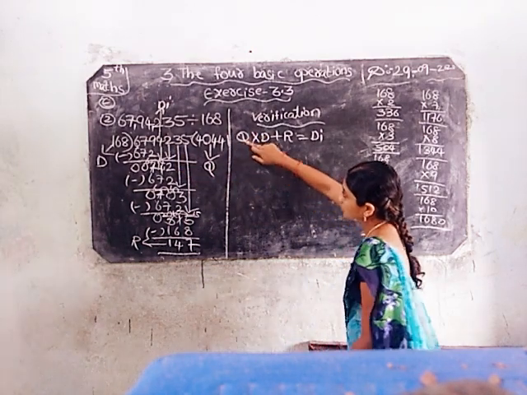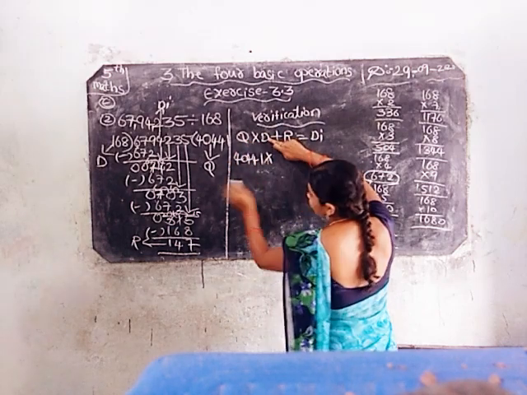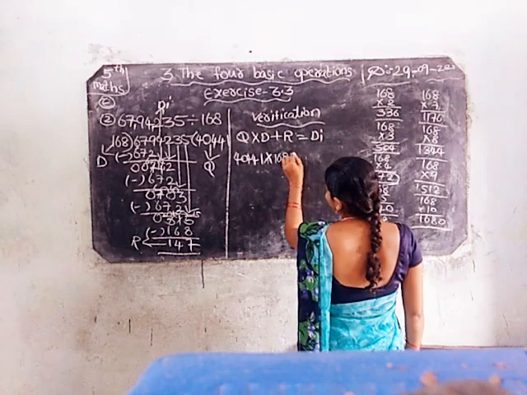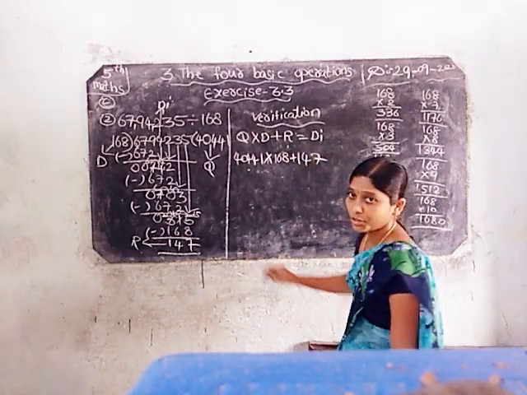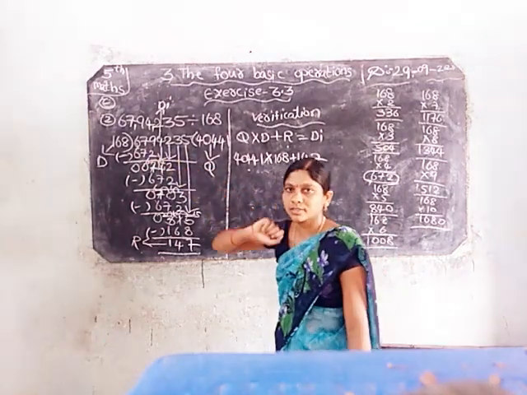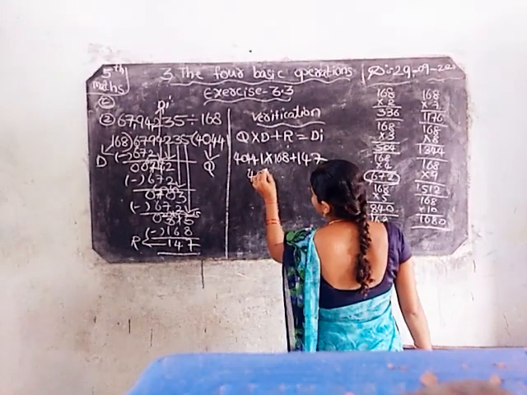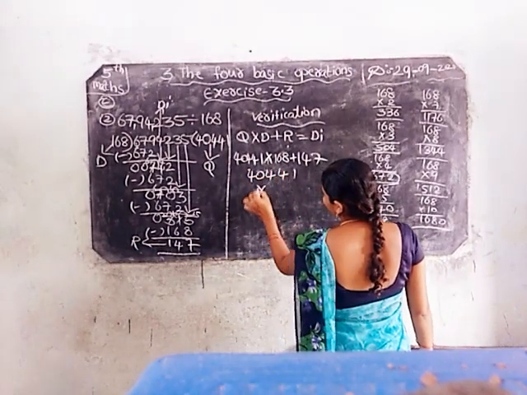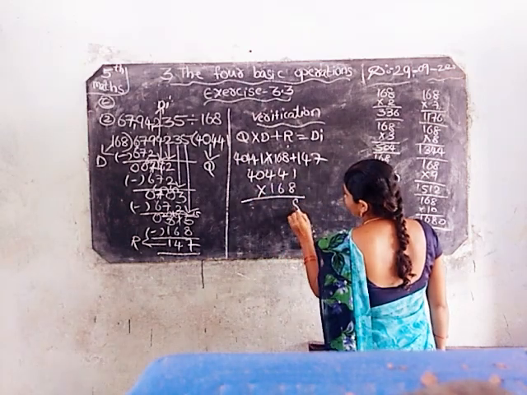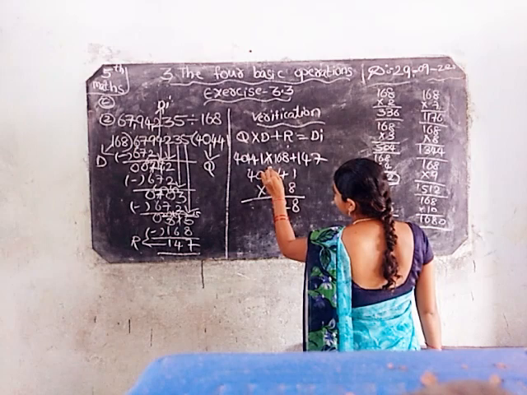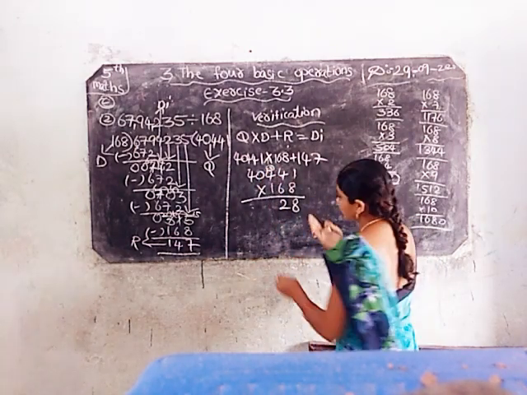Substitute the quotient 40,441 into divisor 168 plus remainder 147. If we solve this, we should get the dividend as the answer. So first we multiply 40441 into 168. 8 ones are 8, 8 fours are 32, 8 fours are 32 plus 3, 35.